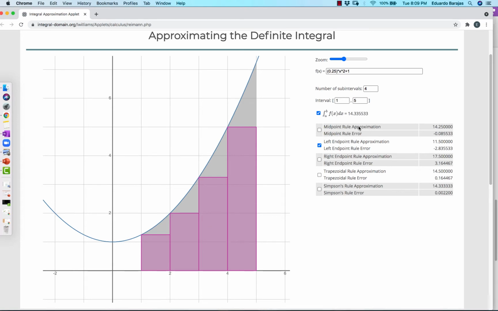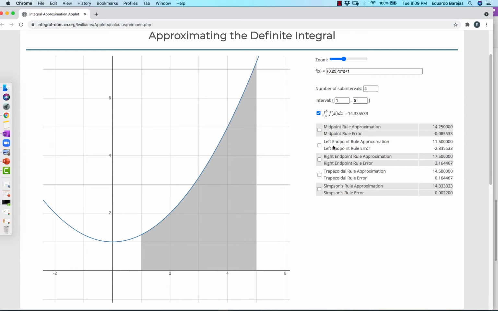Now the computer here automatically tells me what the real answer is. So let me get rid of that. Don't worry about how it got this yet. That's what we're trying to establish in the next couple of sections. But for now, let's just accept that the real answer is 14.3335533. Okay, that's the exact area of this gray region here that we're trying to approximate.